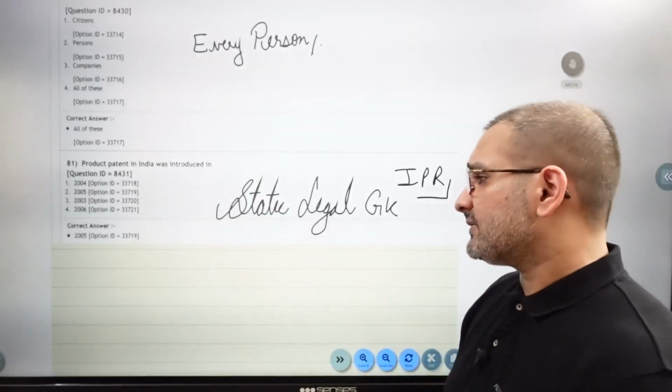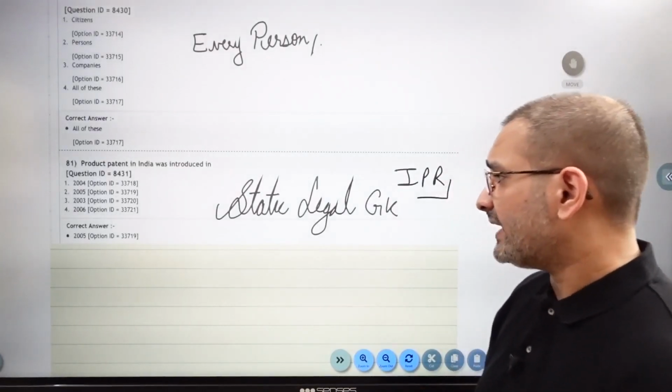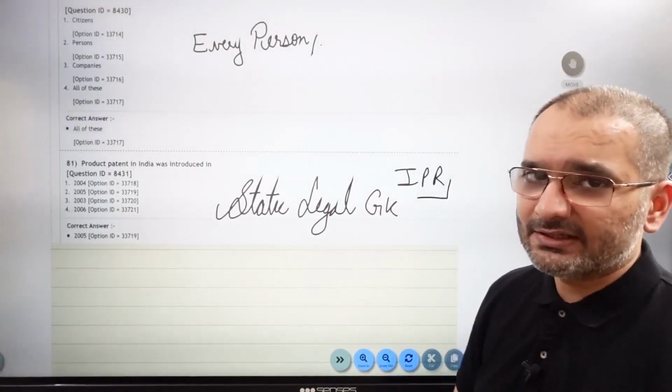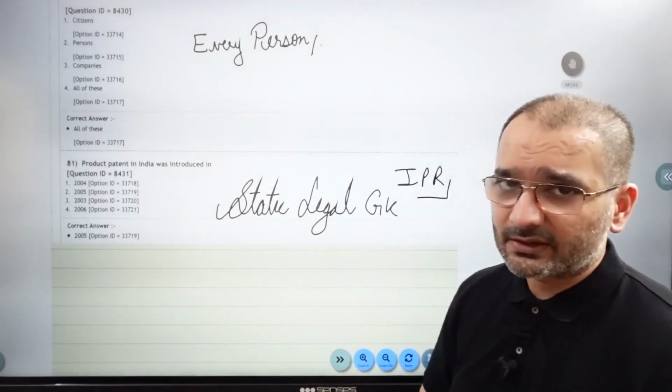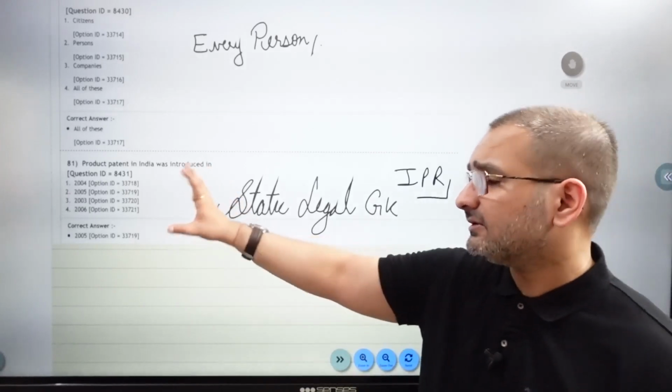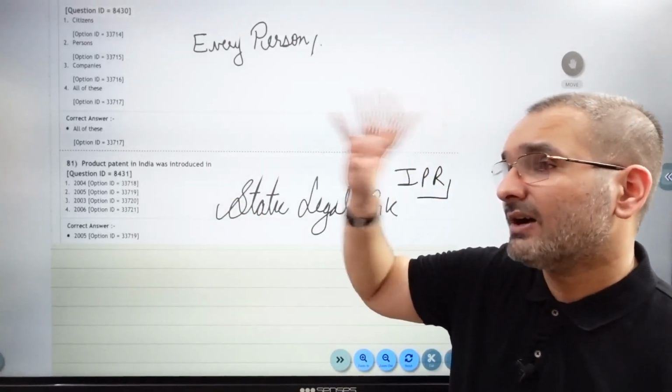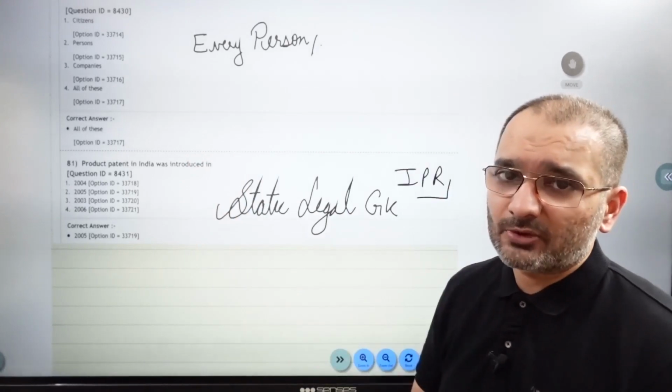Product patent in India was introduced in 2005. This is a question of static legal GK, because up till then we had process patents in India. You can say this is a landmark event that happened in intellectual property right laws.